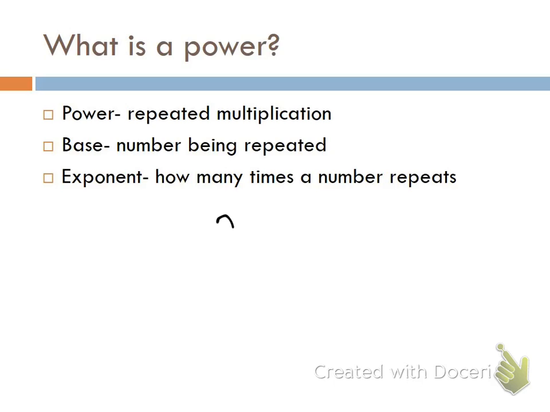So if I looked at 2 to the third power, does that mean 2 times 3, or does it mean 2 times 2 times 2? 2 times 2 times 2. Okay, so that just reinforces that repeated multiplication. All right, exponents, this is the exponent, the small number, tells me how many times the base repeats itself, is multiplied by itself.